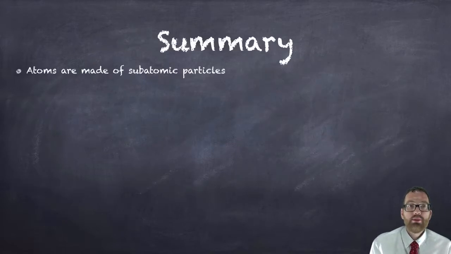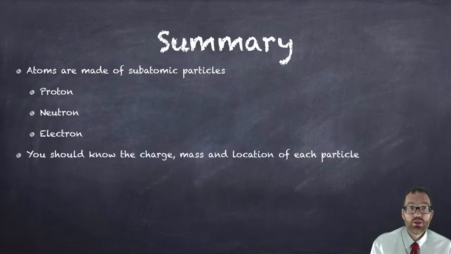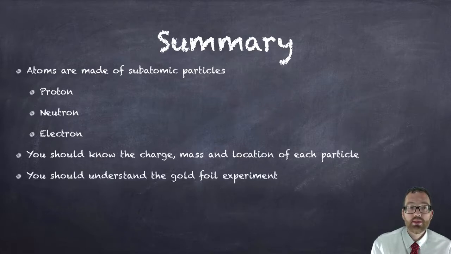So, atoms are made of subatomic particles, the protons and neutrons and the electrons. You should know the charge and mass and the location of each particle. These are very common questions on tests and Regents exams. You should also understand the gold foil experiment. It doesn't make the Regents exam every year, but it makes the Regents exam a lot. So you should understand how it was conducted and what the major findings were and why the conclusions were what they were based on the results of the experiments.